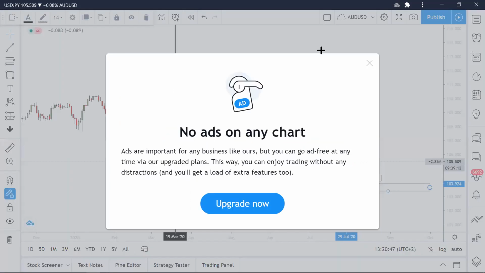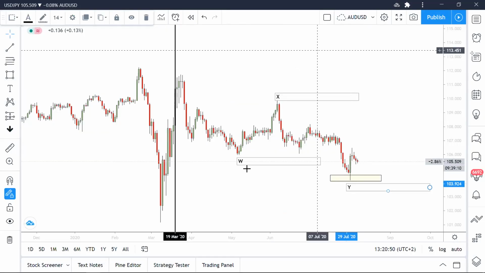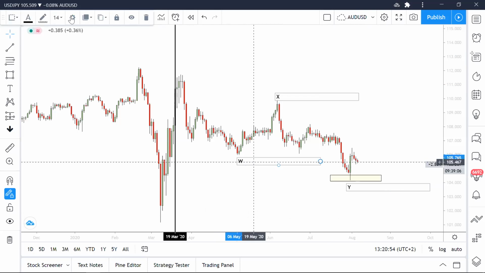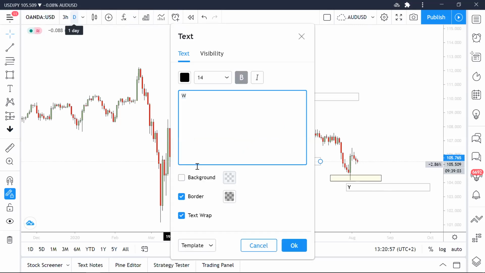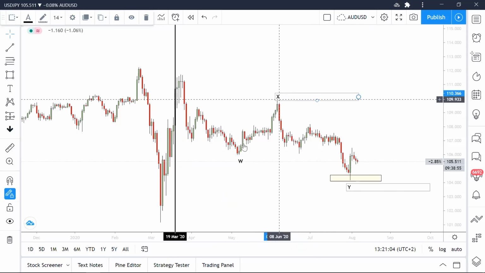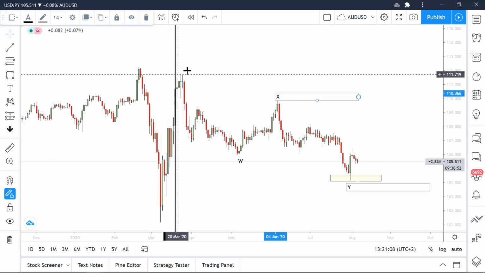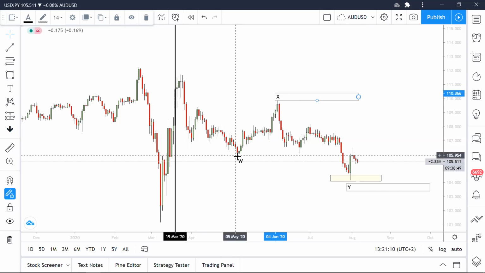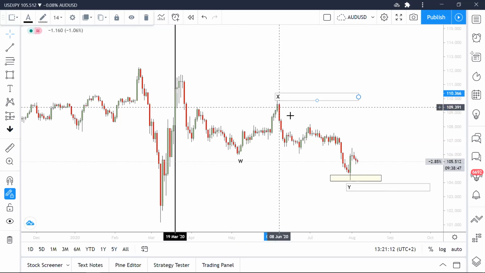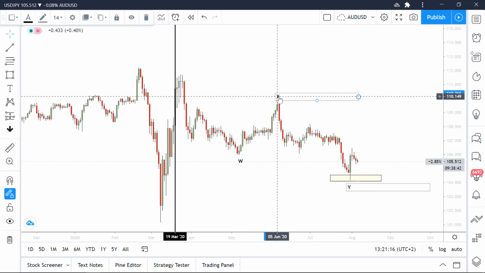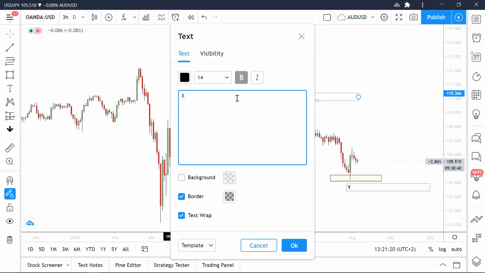Now remember that your WXY is a correction wave, or that whole wave structure is actually a corrective wave. And the subdividers, what I mean by subdividers is basically the wave counts within this initial point down to wave W and up to wave X and down to wave Y. So in between these wave counts here, you're looking at corrective waves, right?